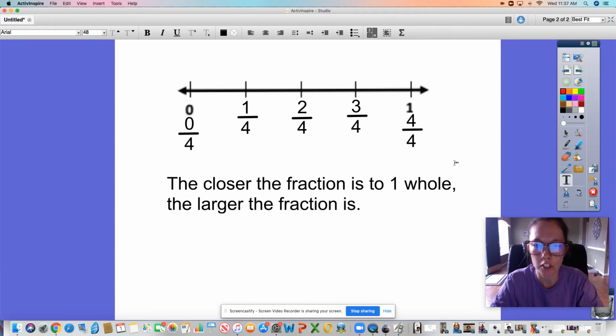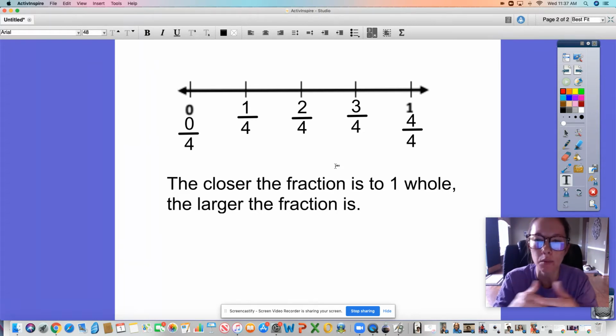So for your solve and share, you should have set your number line up like mine on the screen, where you've labeled each part of the fraction. And this question was just asking you, how can the number line help you when you're comparing fractions and want to know if one fraction is bigger than another?